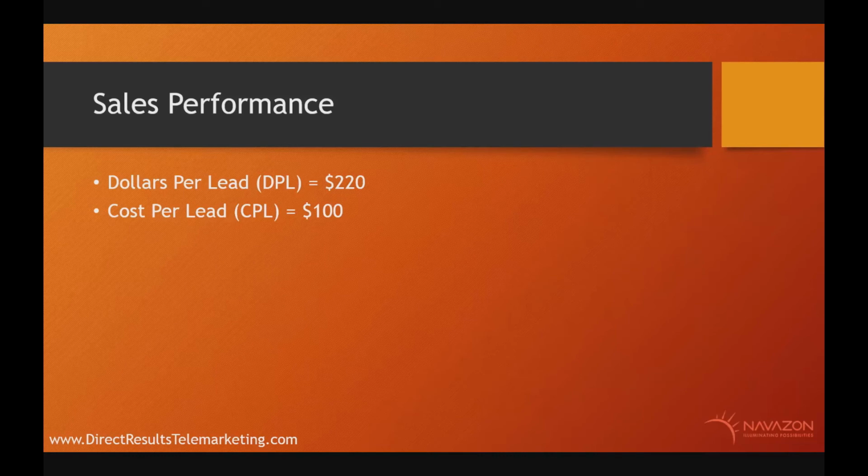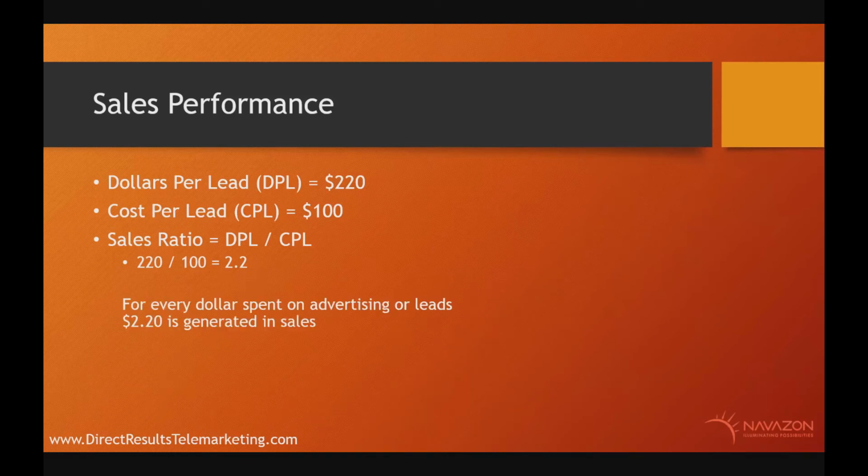So we divided 15,000 by 150, and that gave us a cost per lead of $100. Now to arrive at our sales ratio figure, we divide our dollars per lead by our cost per lead, and we'll come to our sales ratio. In our example, we will divide 220 by 100, and we get a sales ratio of 2.2.